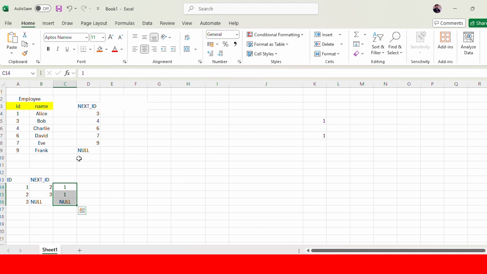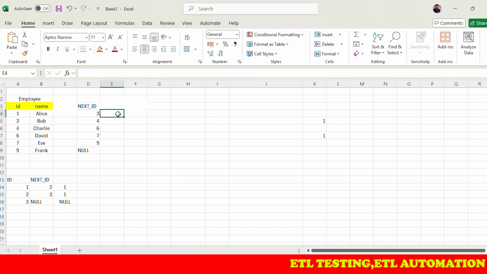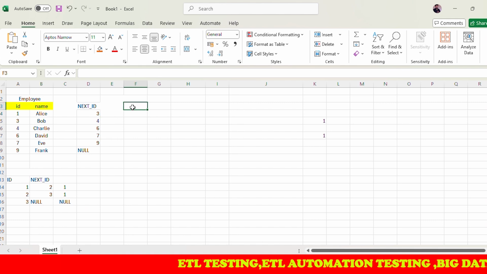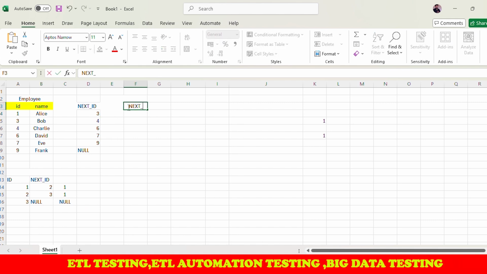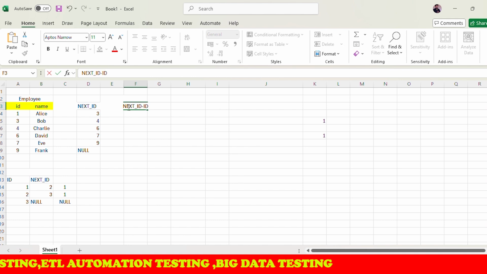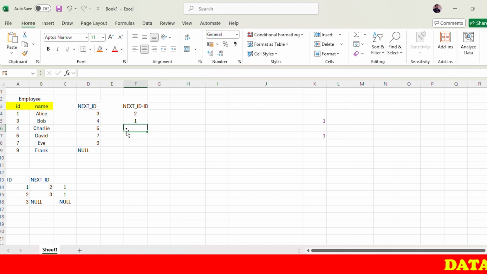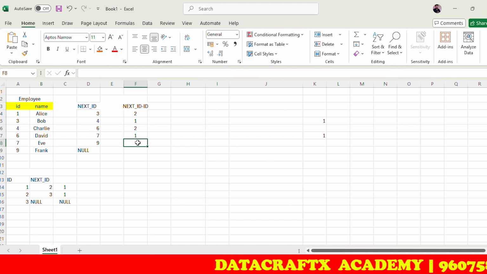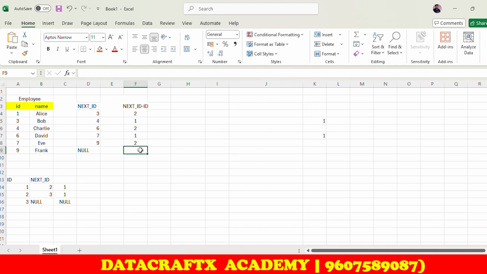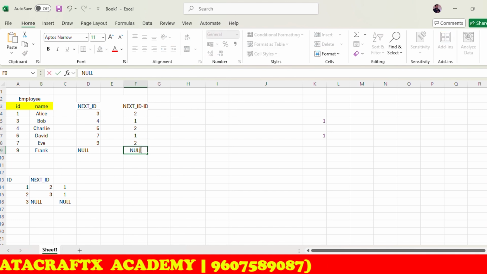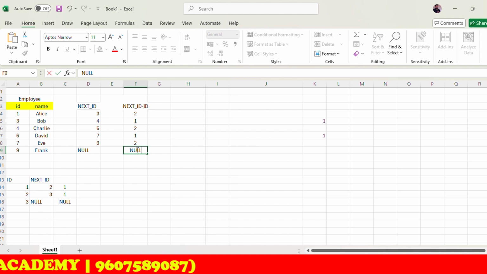Now let's implement this logic over here. Okay, now 3 minus 1, what will it be? Here we can put next ID minus ID. So let's find out the solution. 3 minus 1 is 2. 4 minus 3 is 1, correct? 6 minus 4 is 2. Then 7 minus 6 is 1. And then 9 minus 7 is again 2. And then null minus 9 will give us null only, correct?